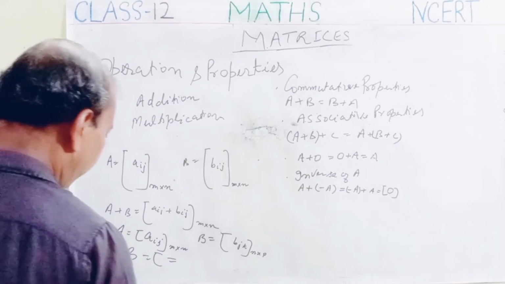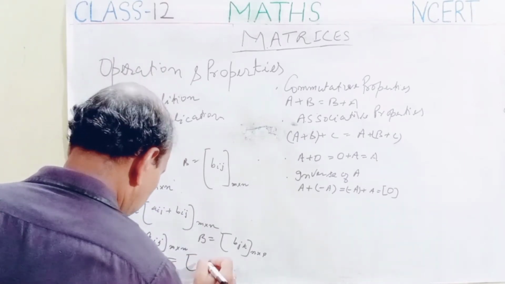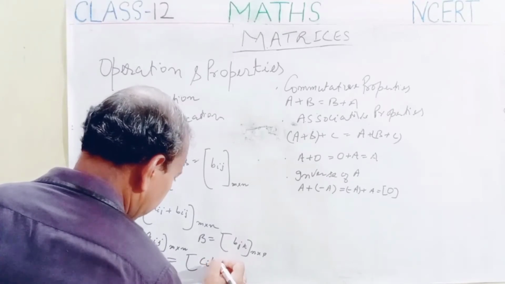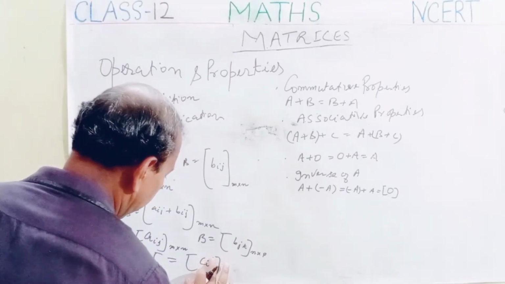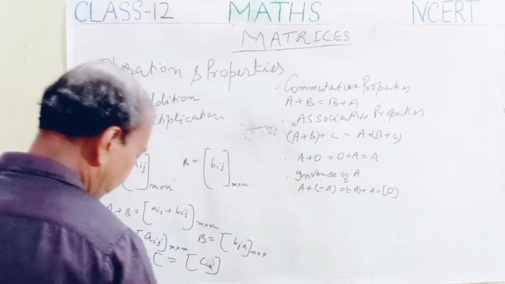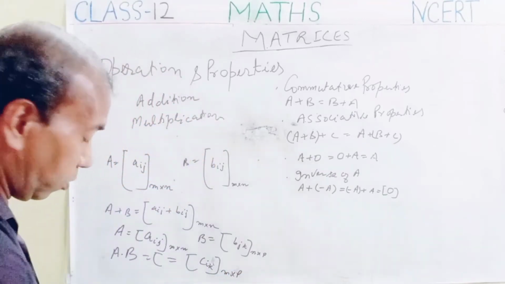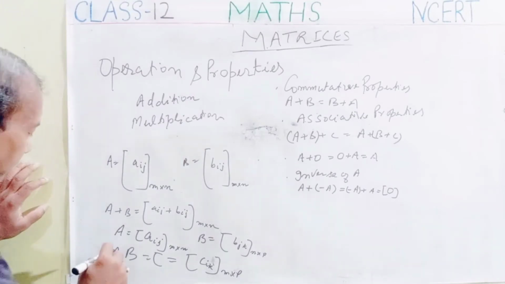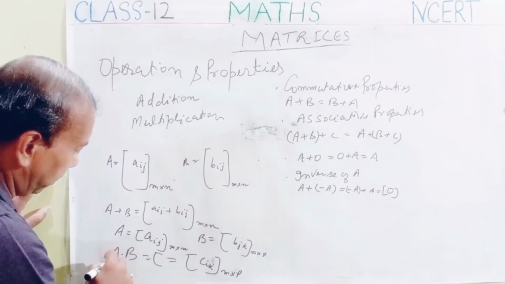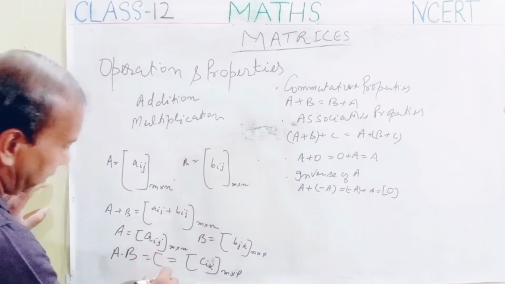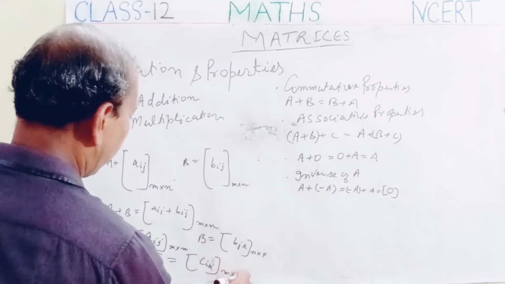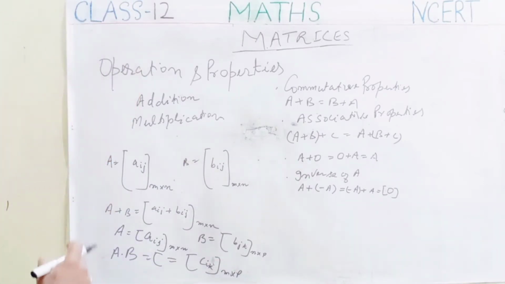So what will be the value of C? C is equal to C_ik, and it will be of order M cross P. So this is the way in which you define how to find A into B, that is equal to matrix C, that is C_ik of order M cross P. Now, as I had seen in the case of addition the different properties, here also I will see the different properties in the case of multiplication.